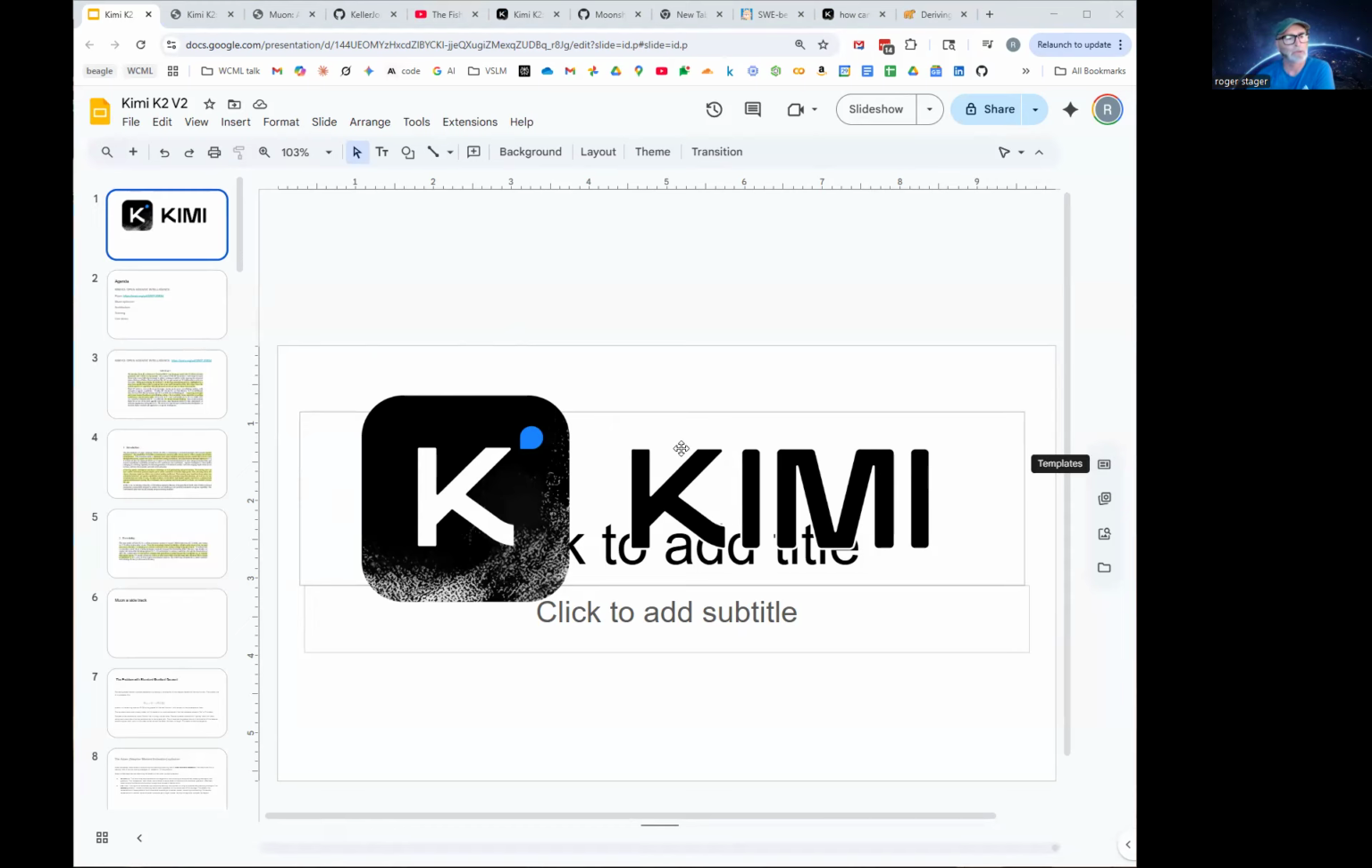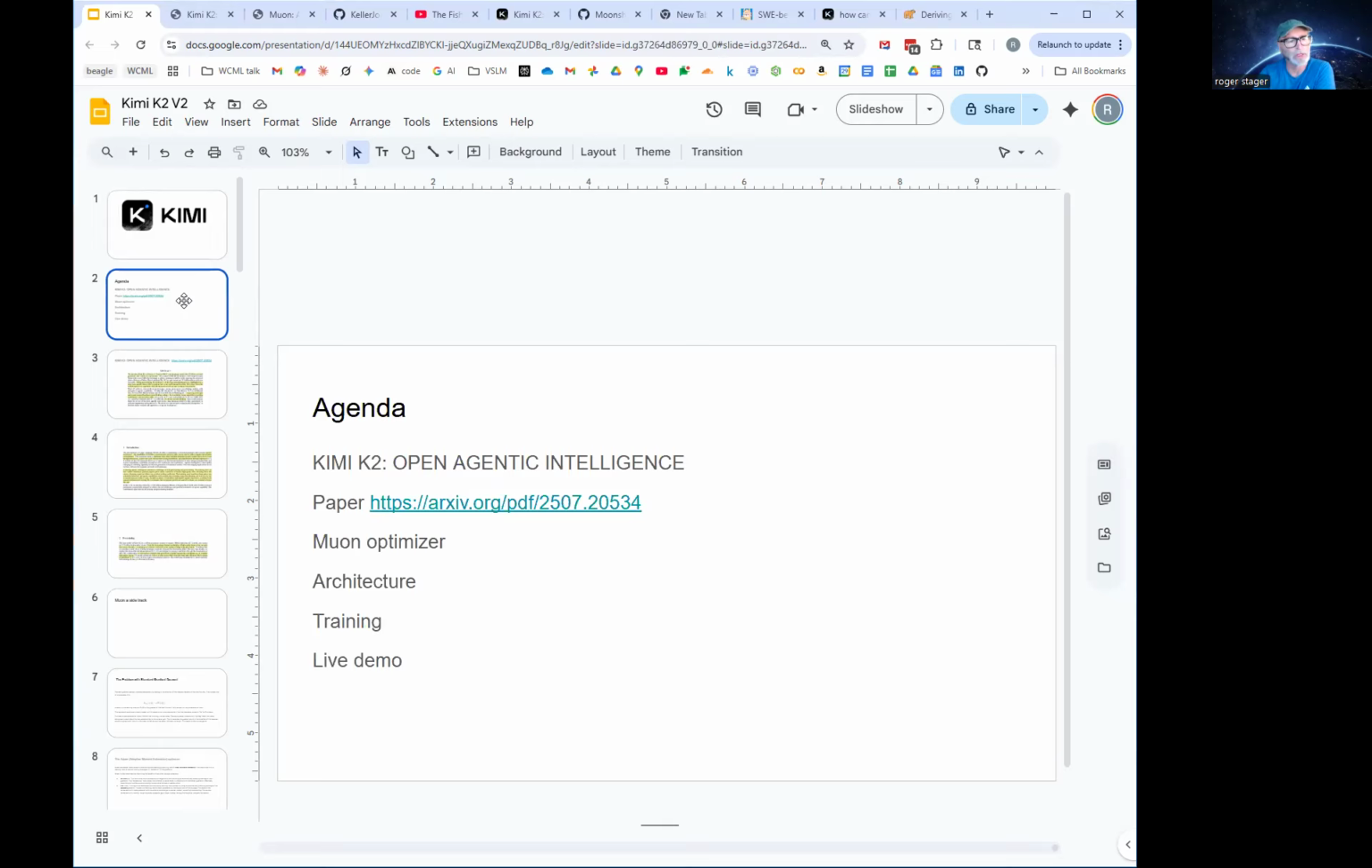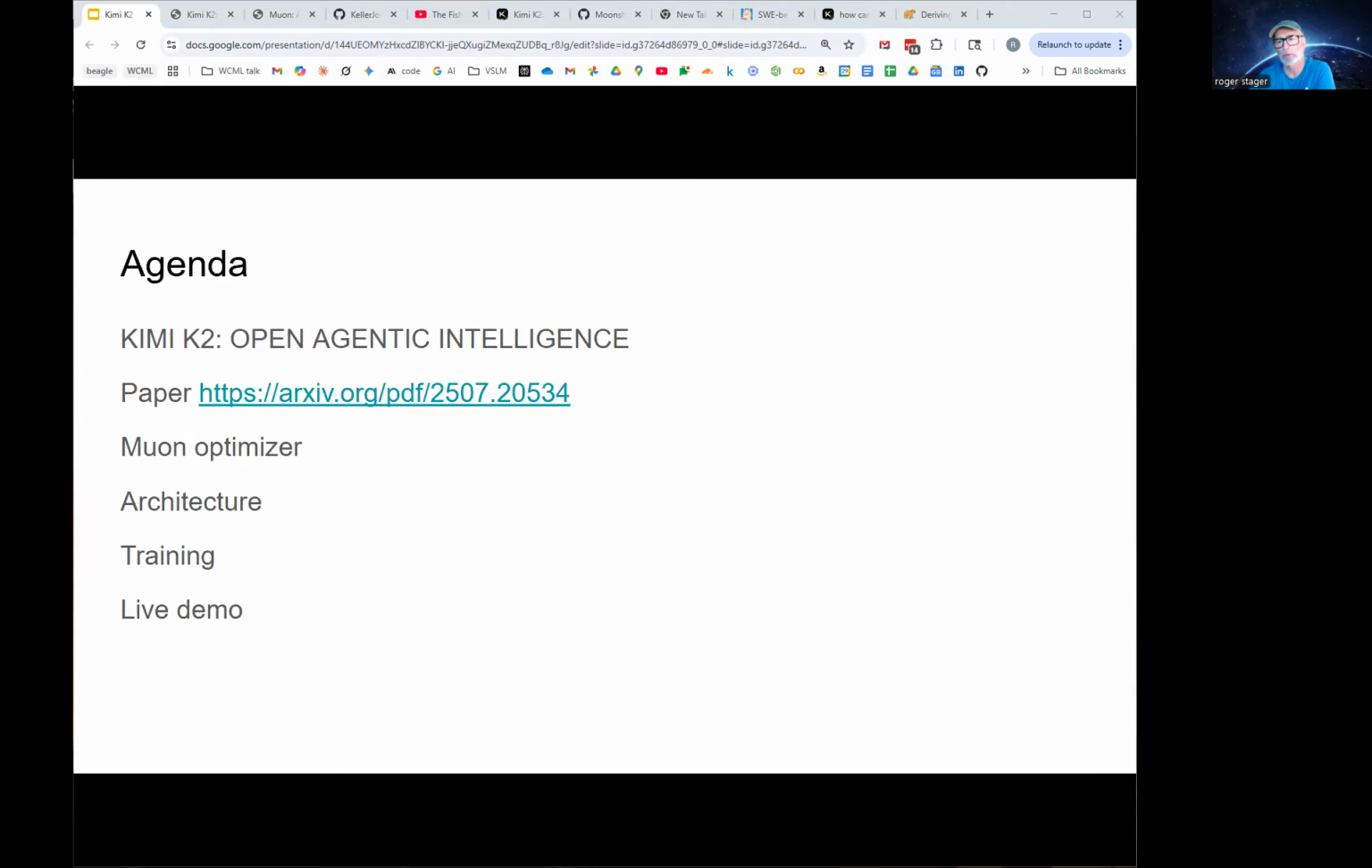Okay, so Kimi K2 is the latest model released by, is it Moonshot? I think it's Moonshot. Yep. Tonight we're going to go through the Kimi K2, which they call Open Agentic Intelligence. I provided the link. Actually, let me switch over here to this, that gives you a little bit bigger view, right?